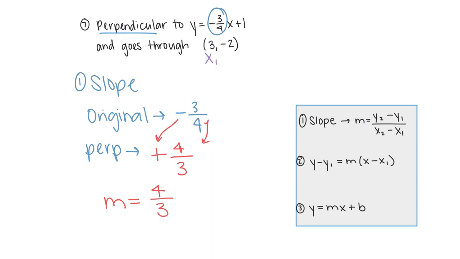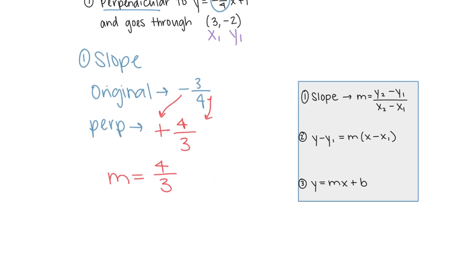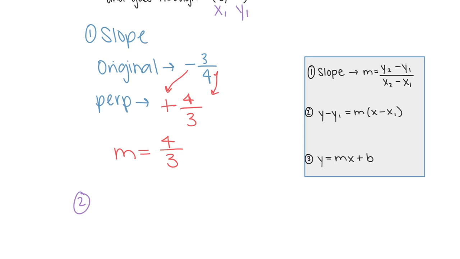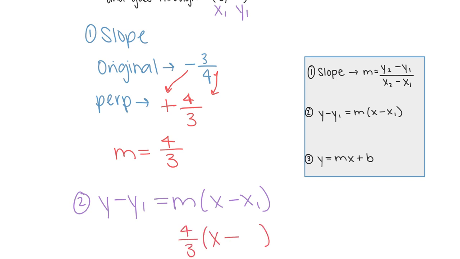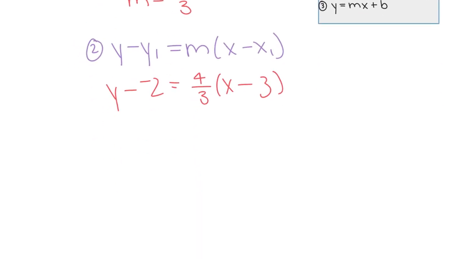Then we go through again. Label your points. We only have one point here, so we just have x1, y1. Plug them into your handy-dandy formula. You should be so used to doing these steps by now. I've done it so many times. So I'm going to plug in the slope that we just found, 4/3. x1 is 3, y1 is -2. Then we are going to clean up any double negatives to become positive.